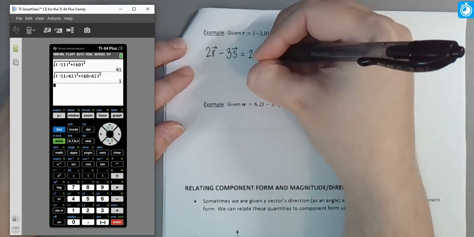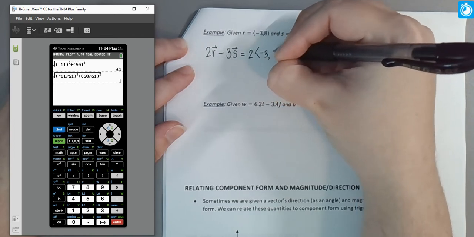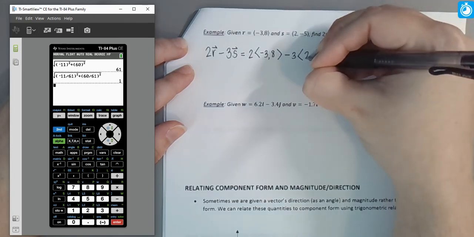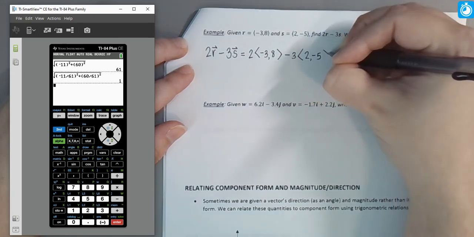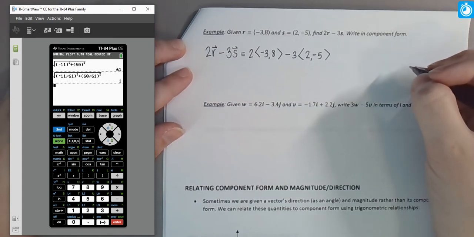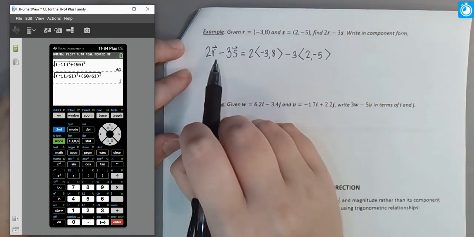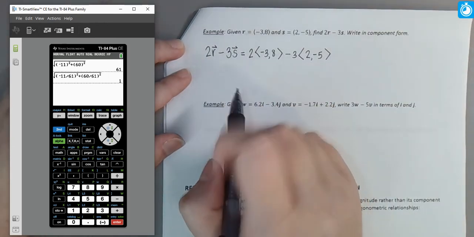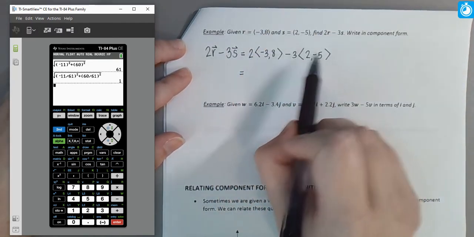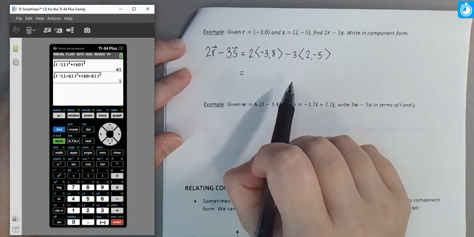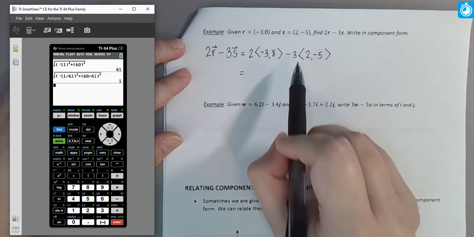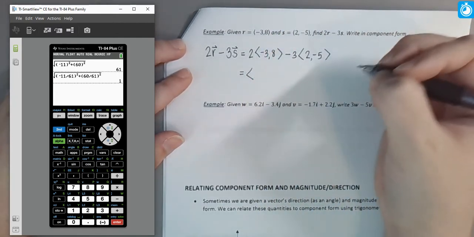So we have 2 times our vector R, which is -3 and 8, minus 3 times our vector S, which is 2 and negative 5. So just as order of operations tells us that in normal algebra, we have to do a multiplication before a subtraction, the same is true if we're doing these operations with vectors. So we need to multiply by these scalars before we can combine with addition or subtraction. So that means each of the individual components is doubled and then tripled in this case. And the result is going to be a new vector.